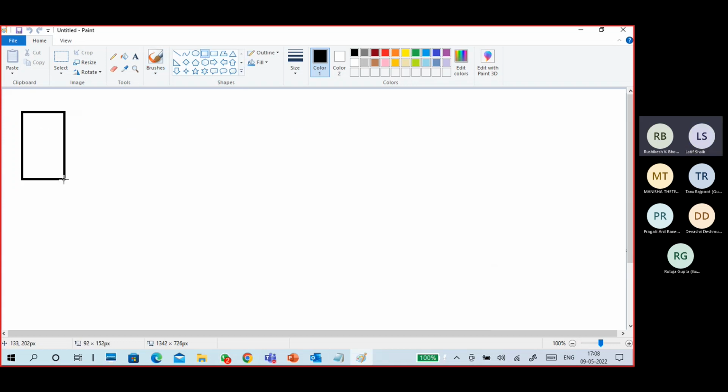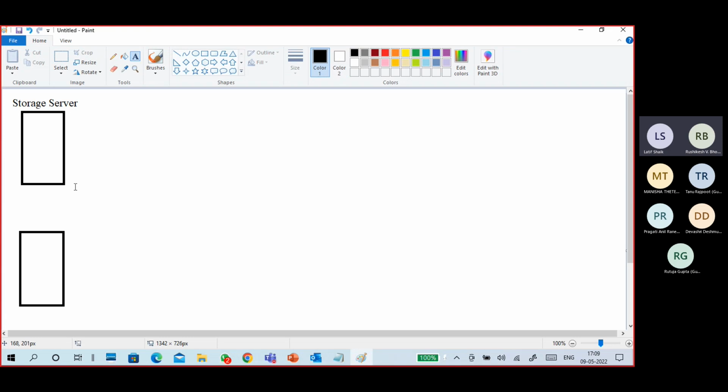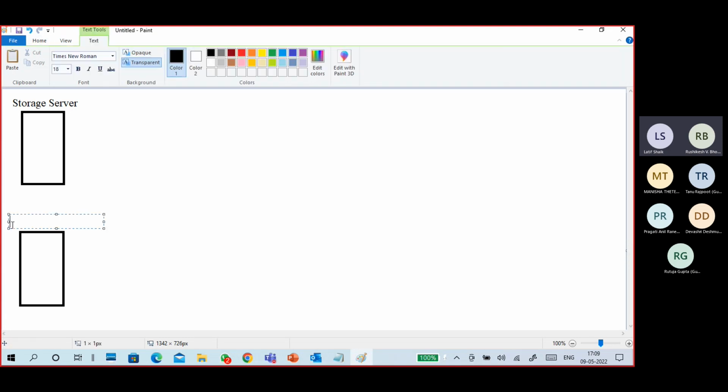Okay, so this is the storage server. This is the storage bay. What is it? It is a storage server, for example, which maintains permissions, who can access and who can't access, kind of stuff. It is a storage server with rules and regulations, kind of stuff, right? And this is the storage bay.